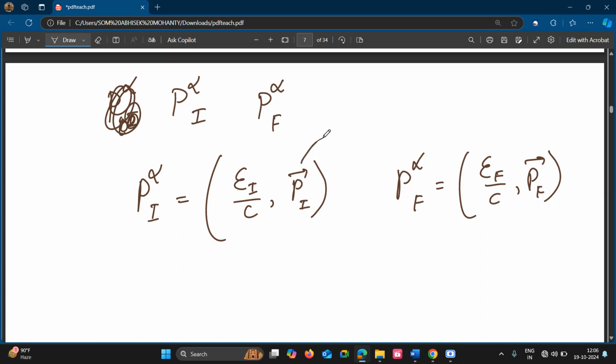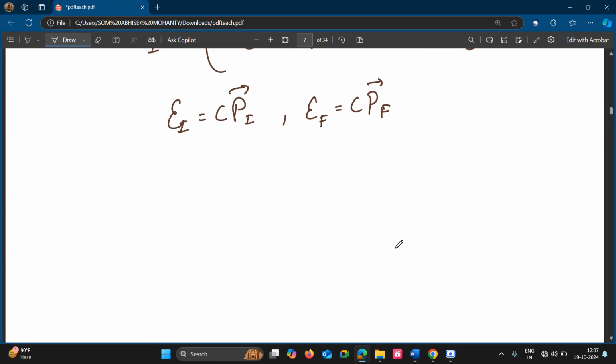This is the temporal component, the zeroth component, so that is taking away one component. So this is the three-momentum. For the photon, EI is equal to c times PI, and EF is equal to c times PF. Every bit of step we will write EF is equal to c times PF.